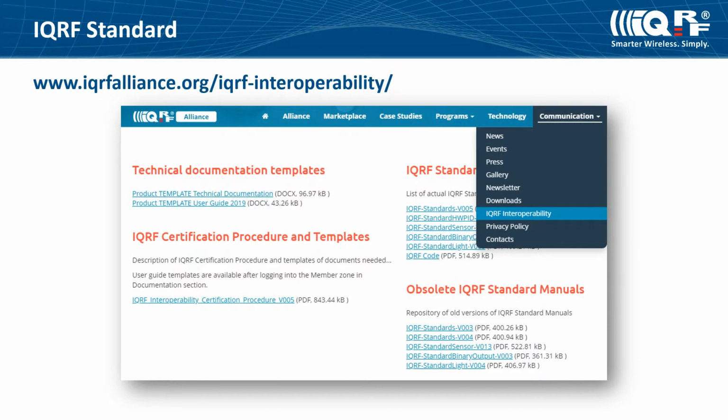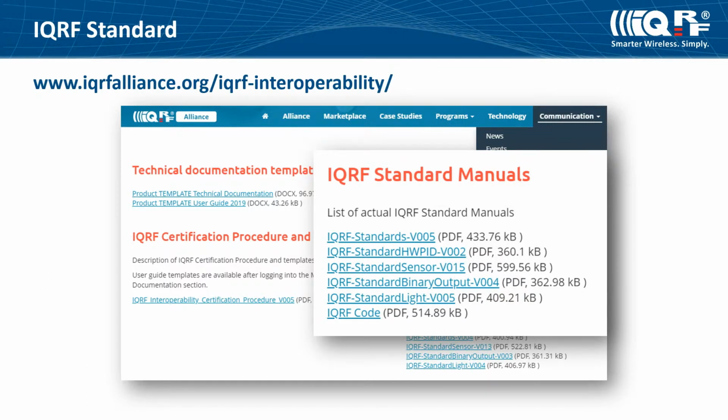IQRF standards specification can be found on the IQRF Alliance website in the Communication section, IQRF Interoperability. You will find specifications of the standard IQRF sensor device, the IQRF Lite device, the IQRF binary output device, and IQRF DALI device. New standards will be added as needed. If you decide to develop your device according to any IQRF standard, it will be very simple to certify it for IQRF interoperability. The process of IQRF interoperability certification will be covered in more detail in the video number 9.